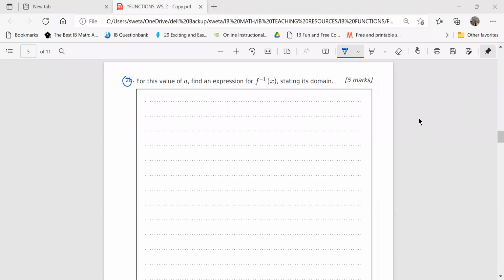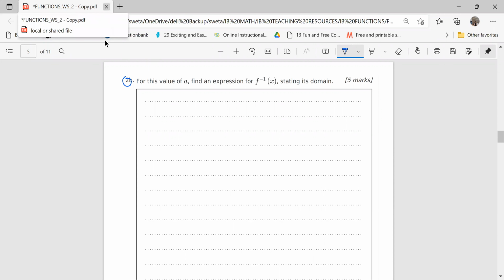So now let's take a look at the next part of the question. It says, for this value of a, find an expression for f inverse x stating its domain. Now when it says for this value of a, remember the value of a that we found was a should be less than or equal to ln 3.